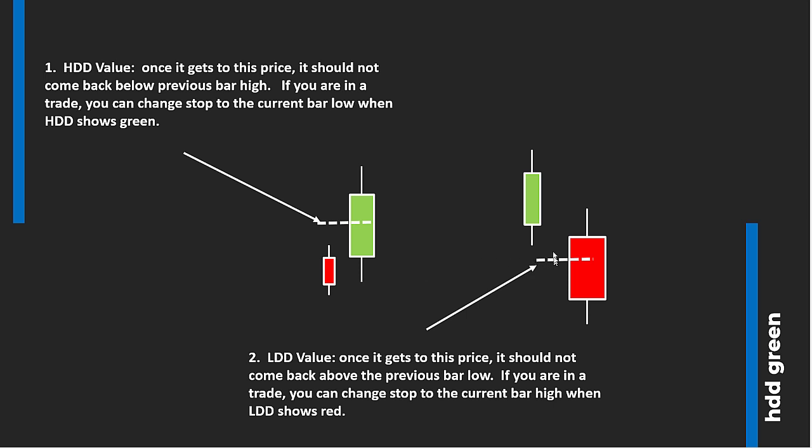If you're in a bearish trade here, this is the LDD value right there. Once price gets to the LDD value, it changes to red in the dashboard. Once you get red, it tells you that price should not come back to the previous bar low and get above it at all. If it does, they're playing games completely and price could reverse. So one of the things you can do is that once the LDD goes red, you could change your stop to the current bar high plus a buffer.